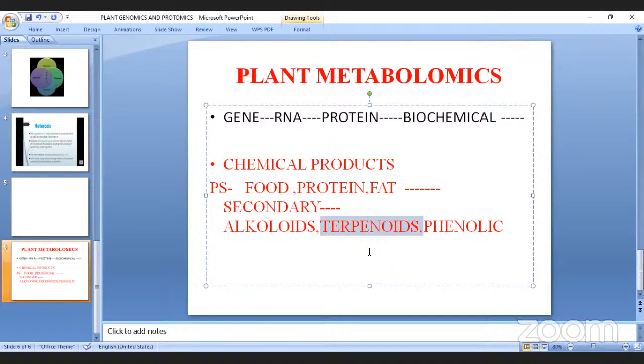And what about phenolic compounds? Phenolic compounds are aromatic substances. What is aromatic? A ringed carbon compound having aroma, a scented smell. So these are formed by the shikimic acid pathway or the malonic acid pathway. These two pathways are not in our syllabus, but remember shikimic acid pathway and malonic acid pathway. During these pathways, the phenolic compounds are formed.